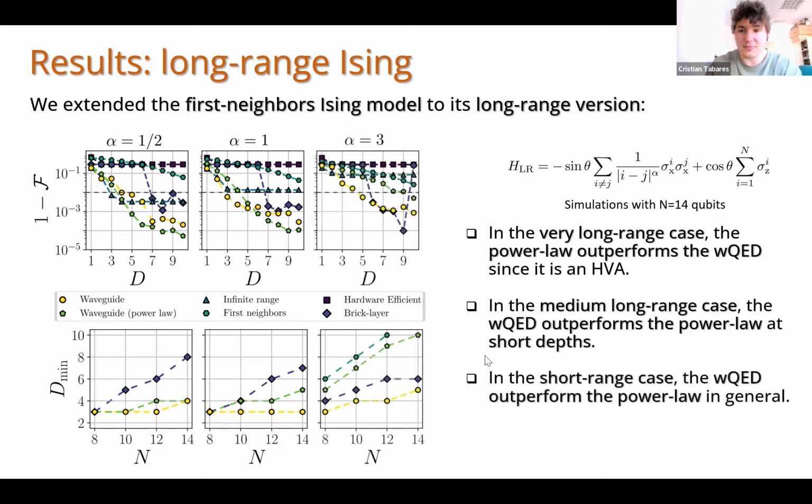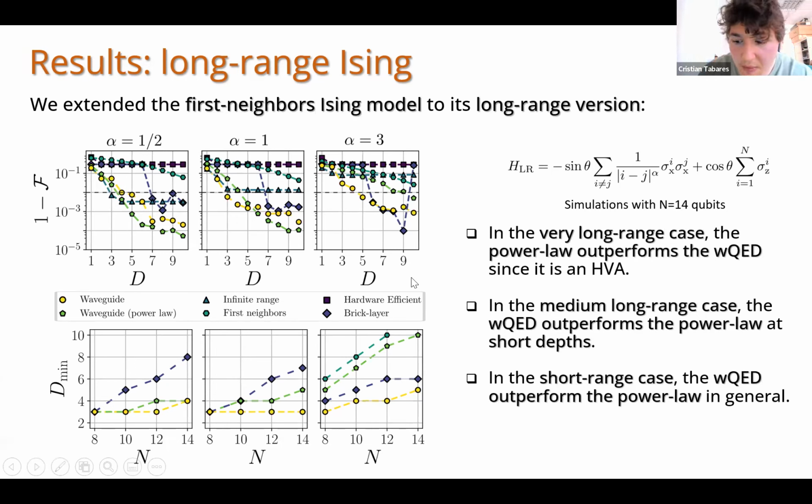And finally, what happens in the alpha equal 3 case, which is a short range case, is that the waveguide-QED ansatz in general outperforms the power law case, as expected. Here the power law is simply an HVA, it doesn't have the effect of being long range. Meanwhile, the waveguide-QED ansatz can still exploit these long range effects.